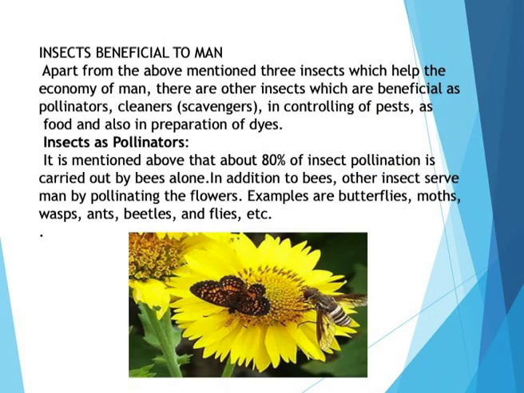Now let us learn about some of the insects that are beneficial to man. Apart from the above mentioned 3 insects which help in the economy of man, there are other insects which are beneficial as pollinators, cleaners, in controlling of pests, as food, and also in preparation of dyes. Let us learn about a few of the insects that act as pollinators.